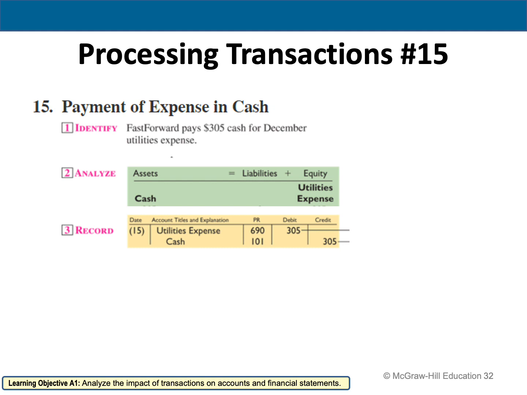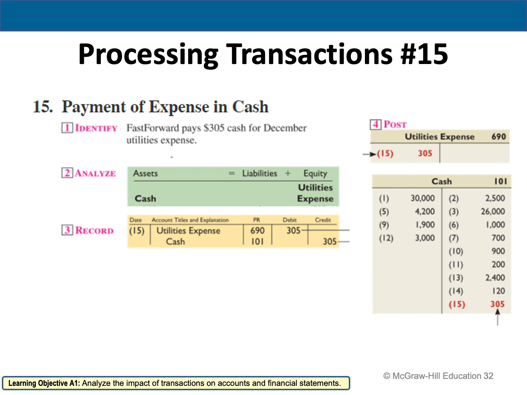And on the second line, I'm going to record cash because cash is decreasing, so I have to record it on the second line, which represents the credit side. Then when it comes to step 4, to post those two accounts, I have to draw a utility expense T account where I have to record 305 on the debit side because my expenses are increasing and the normal balance of the expenses is debit.